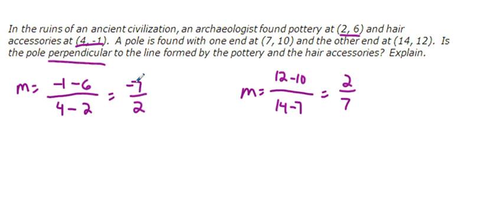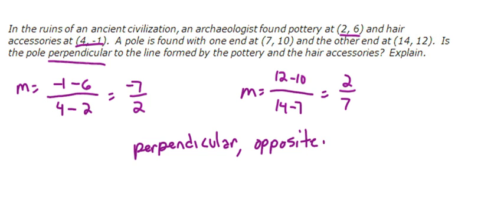So now I look. They have opposite signs, and notice they're reciprocals of each other. -7 over 2 versus 2 over 7. So these are perpendicular. And why? Because they have opposite reciprocal slopes.